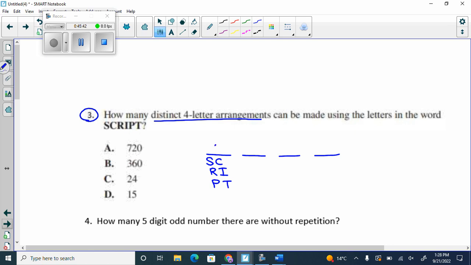So I have 6. Then say I keep the T here, I no longer can use it. It's a Scrabble tile. I left it there. Now I have how many for this one? 5. I have S, C, R, I, P. Then say I keep the P, then I have 4. Then I have 3. So it's 360.